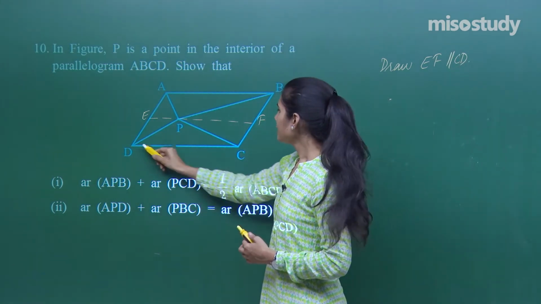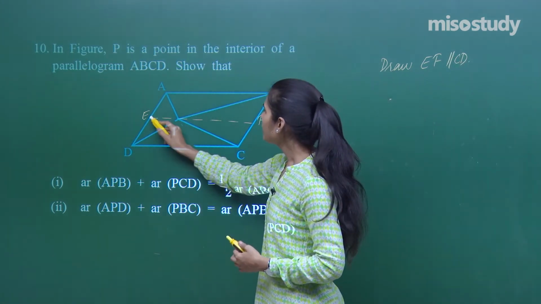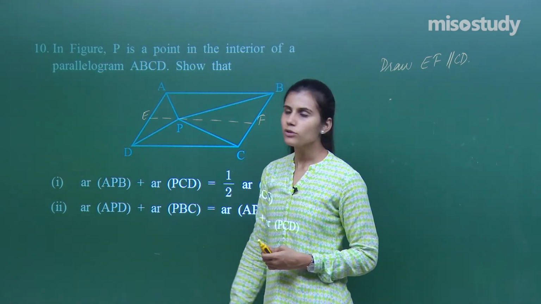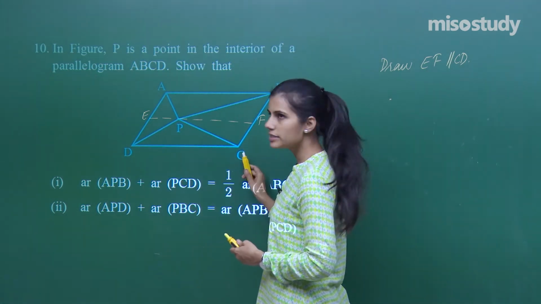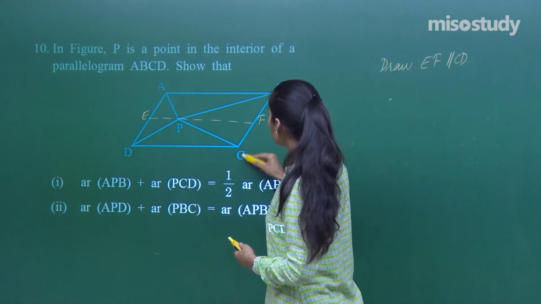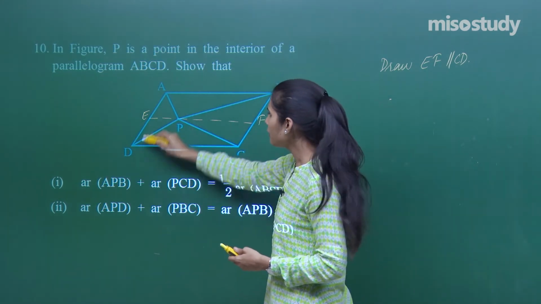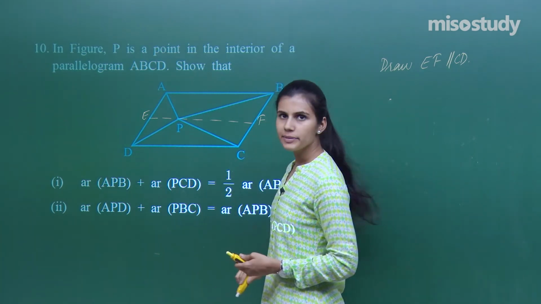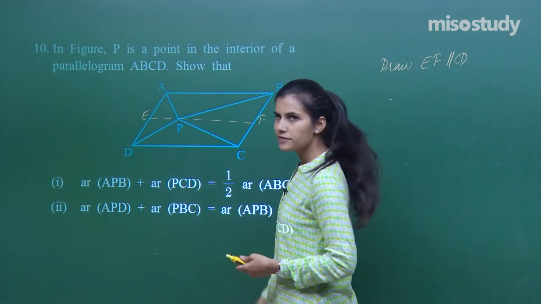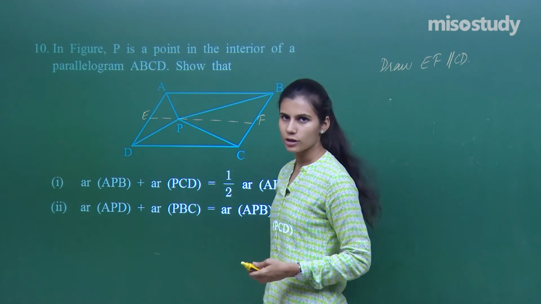Now can you see the triangle DPC and parallelogram EDCF? Why parallelogram? Because EF is drawn parallel to CD. Already AD is parallel to BC because it's given. So part of AD will also be parallel to part of BC. So ED will be parallel to FC. So I have EFCD is a parallelogram.